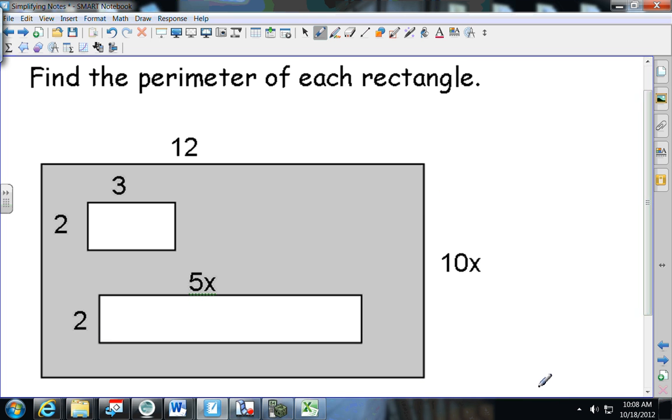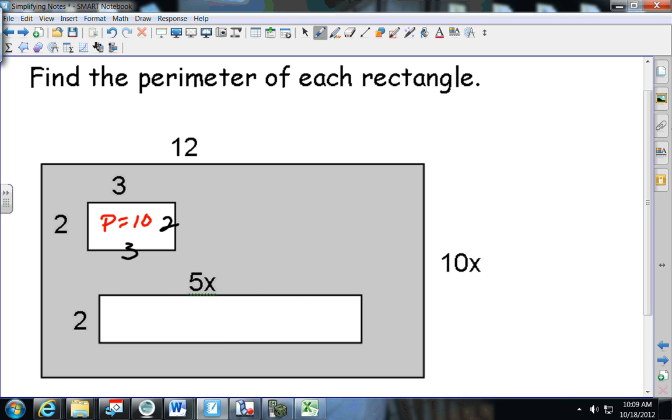On this one, it says find the perimeter of each rectangle. Well, if I started with this small one right here, you would want to label all your sides. Whoop, that's not a 2 on that one. It's supposed to be a 3. So the perimeter for this little one right here is 3, 6, 7, 8, 9, 10. Perimeter is 10. There's no x's in there. It's just the numbers.